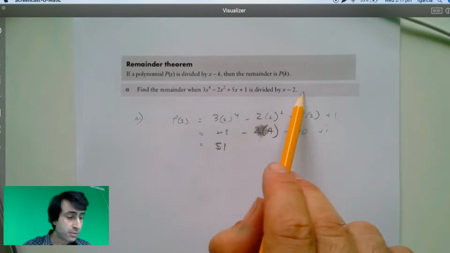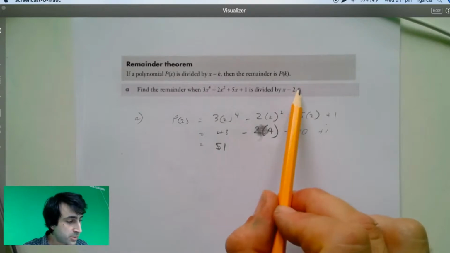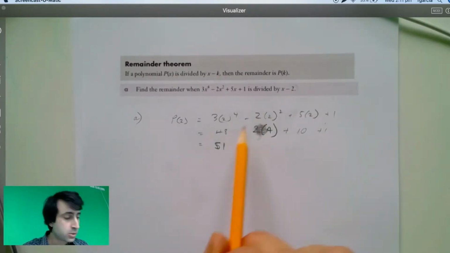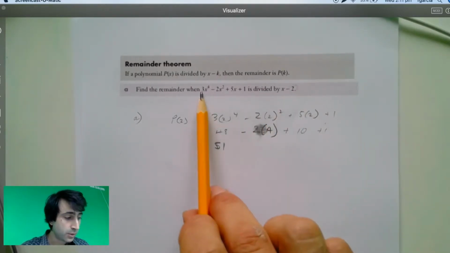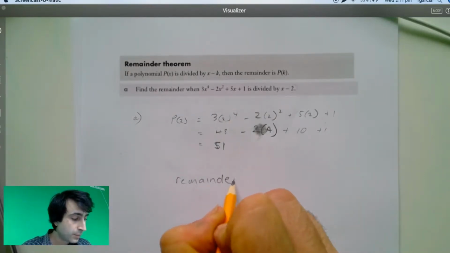when we divide that, rather than going through all of the effort of the long division, all we have to do is substitute k equals 2 into the function, and we get our remainder. So the remainder is 51.